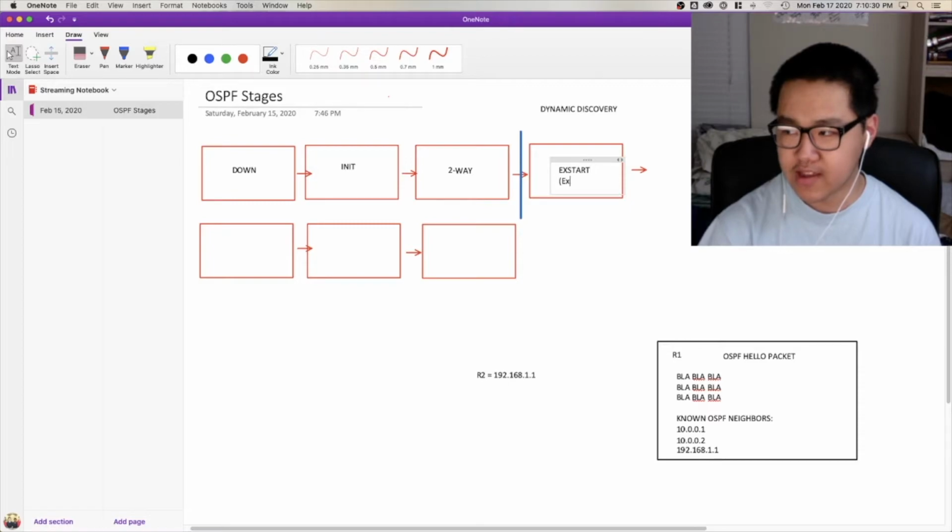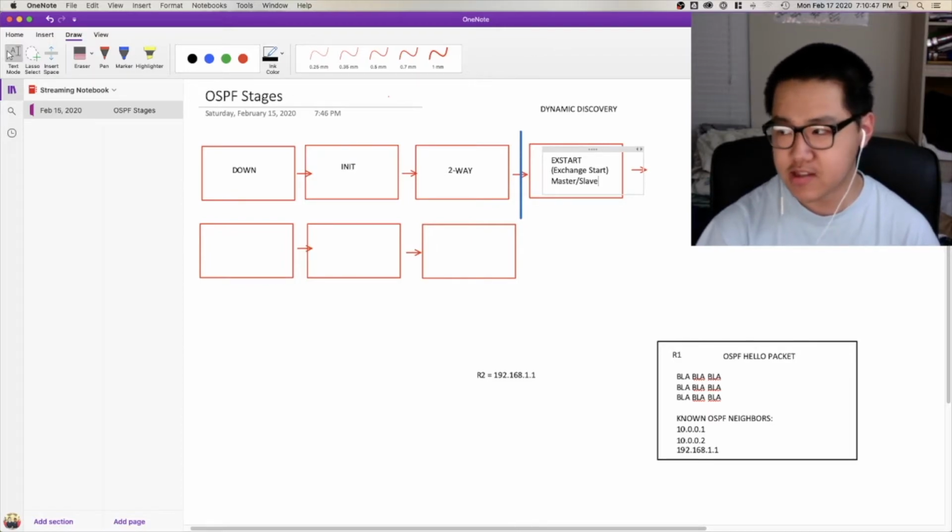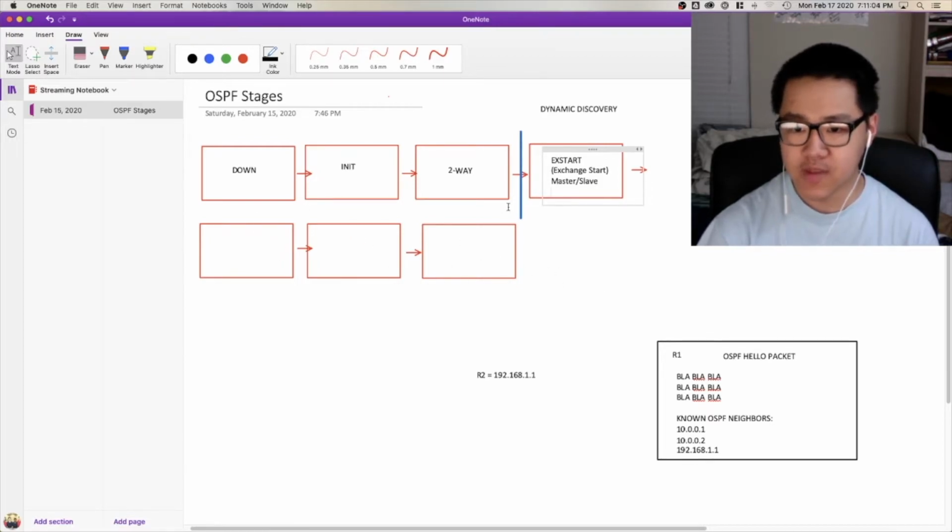Exstart, or exchange start, it's not really there for much, but it's super important because there's a master-slave relationship established. Now, this isn't the 1800s. We're not going back to slavery. No. In this case, the master-slave relationship simply means what sequence numbers are we using. So in the link state packets that are going to be sent in these two stages here, there is going to be a sequence number that's used, and the master is the one that determines those sequence numbers, and they have to line up.